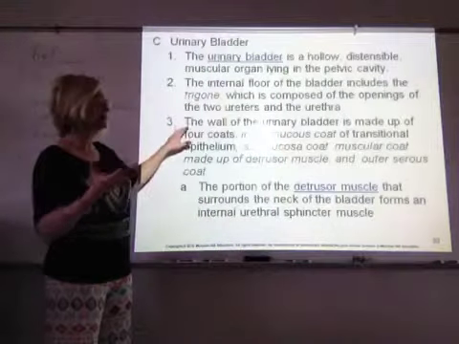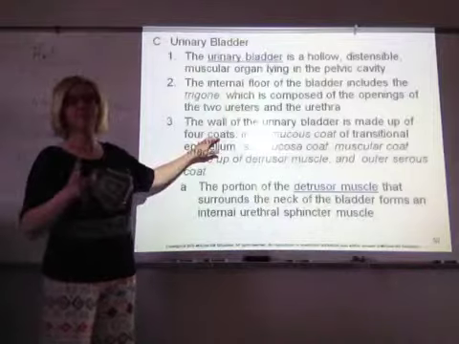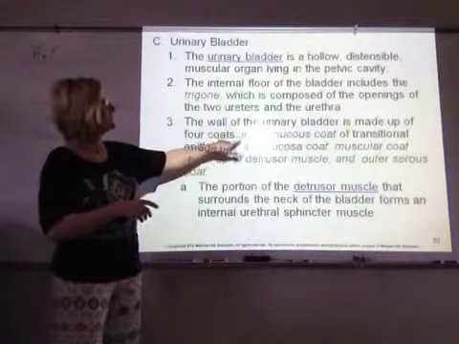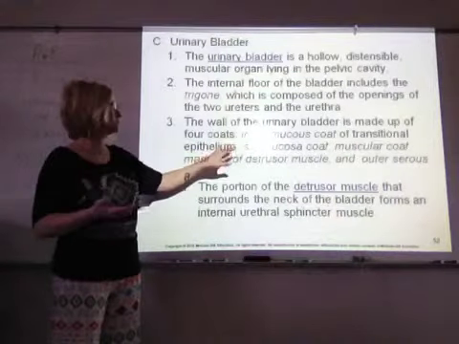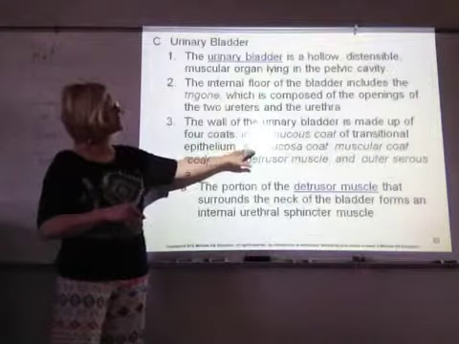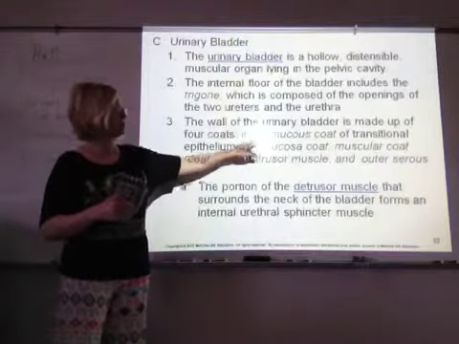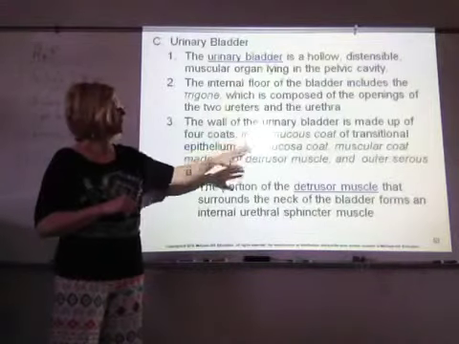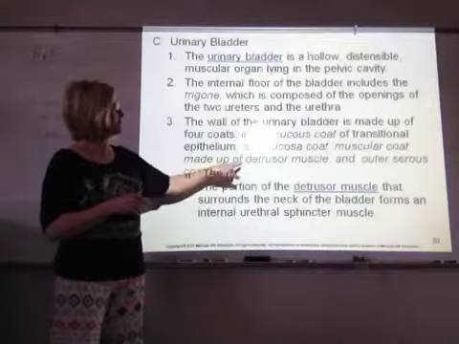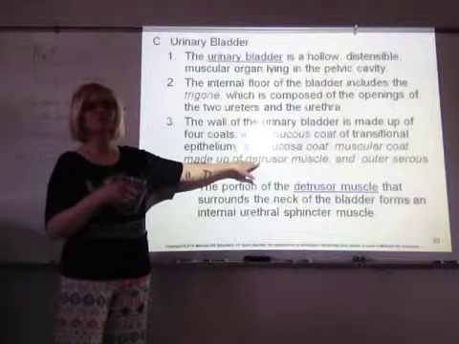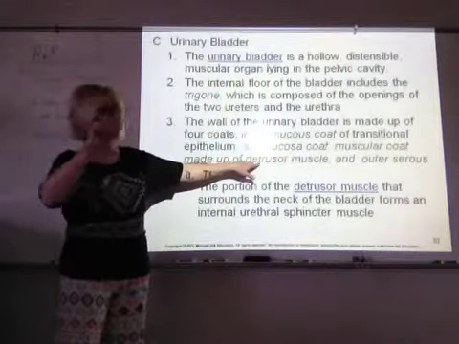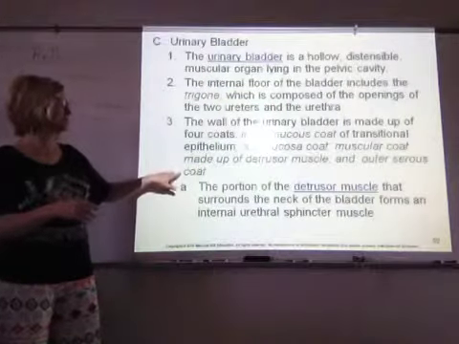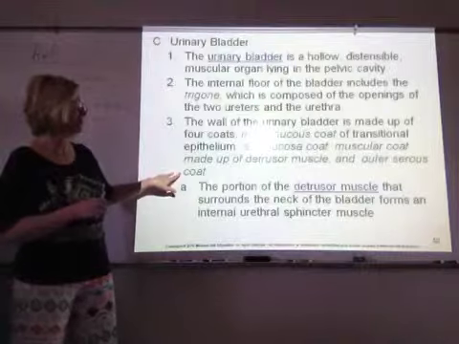The wall of the urinary bladder is made up of four coats. So ureters had three, your bladder has four. Here again, the inner mucus coat, transitional epithelium, the submucosa coat. So this time there are two layers that involve mucus. And then the muscular coat, which is actually called the detrusor muscle, the layer that surrounds your bladder. And then the outer serous coat, which is also somewhat fibrous.